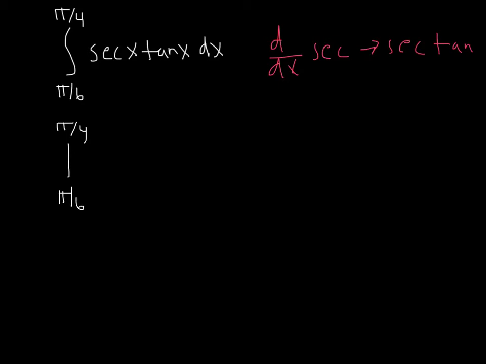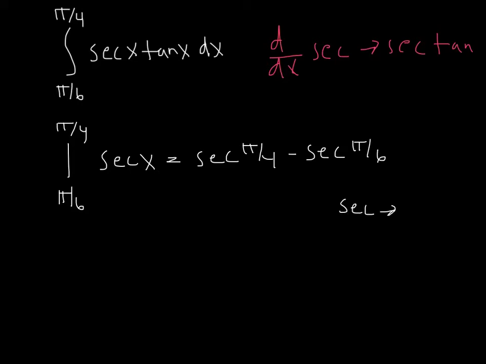from pi over 6 to pi over 4 of secant of x. And so now all we have to do is really just plug in our upper and our lower limit. So this is going to end up being secant of pi over 4 minus the secant of pi over 6. And we know that secant is the flip of the cosine.